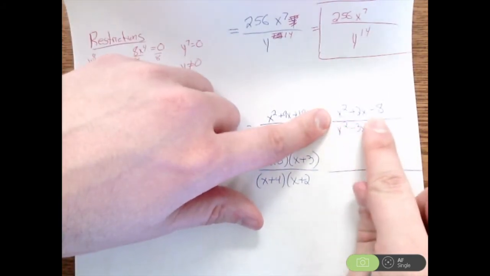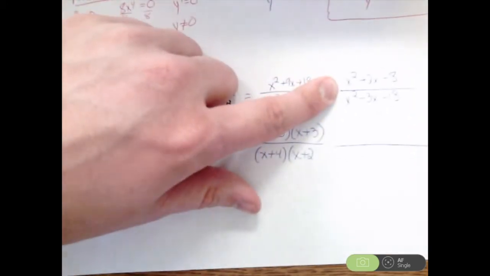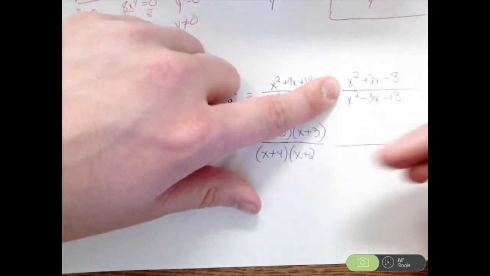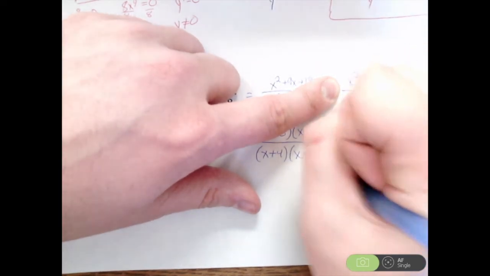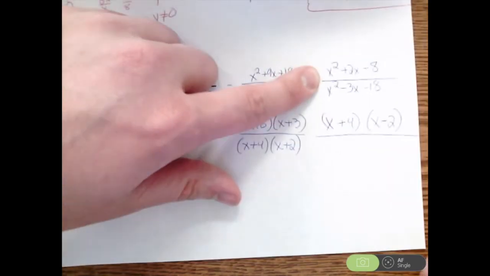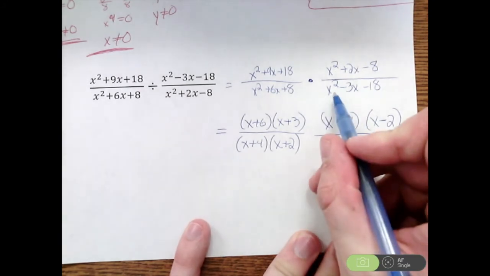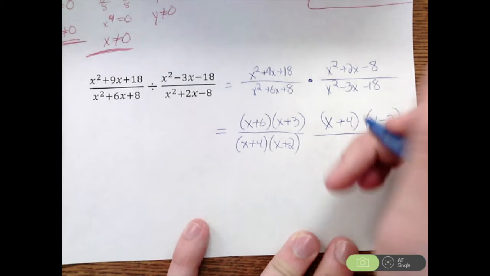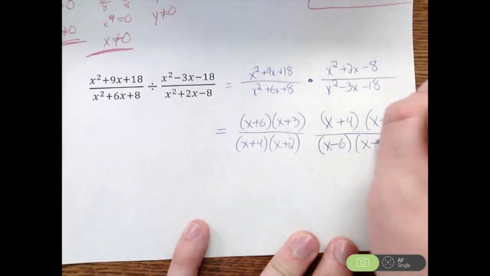X squared plus 2x minus 8, two numbers that multiply to negative 8 but add to 2, are x plus 4, x minus 2. And then x squared minus 3x minus 18, two numbers that multiply to negative 18 but add to negative 3: x minus 6, and x plus 3.